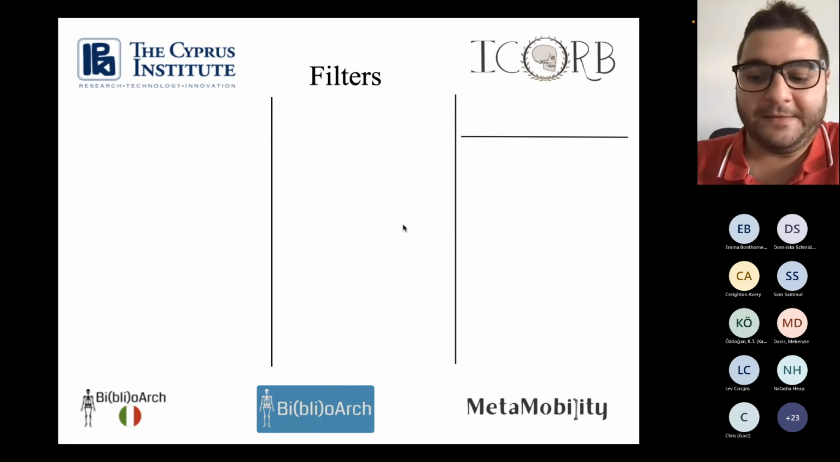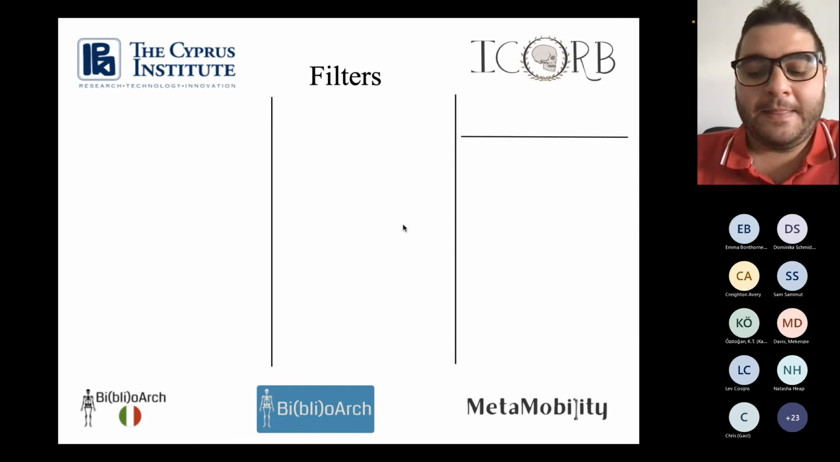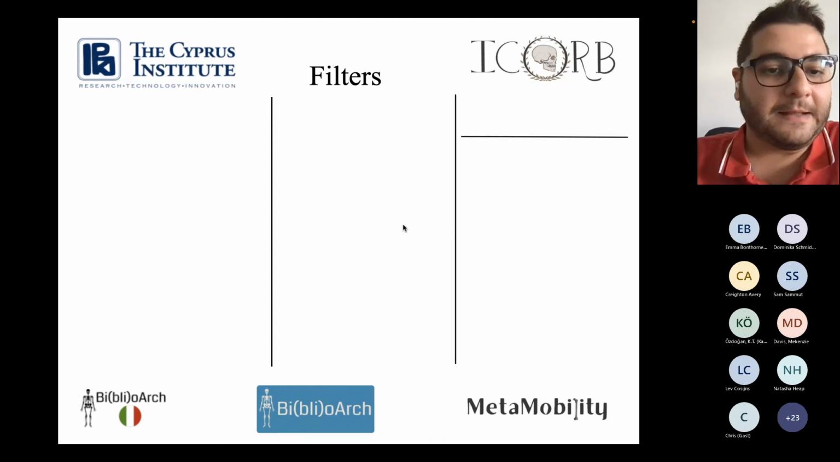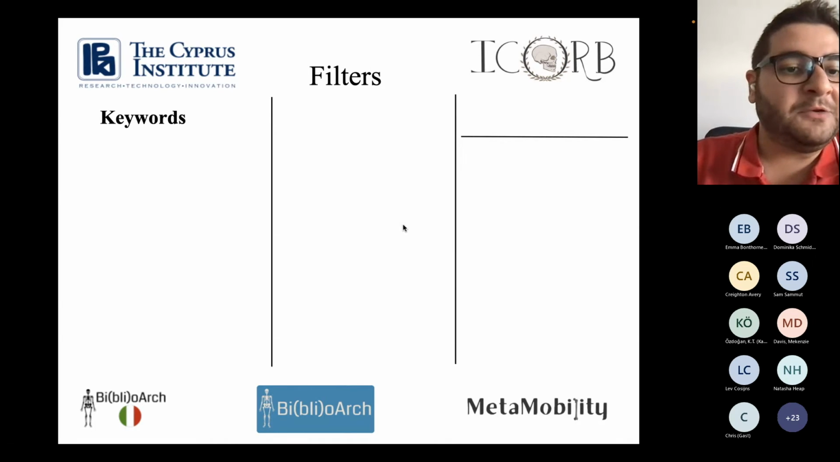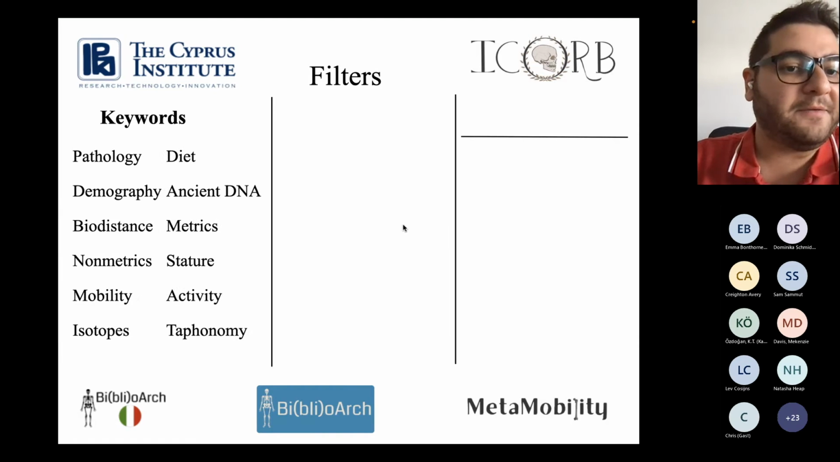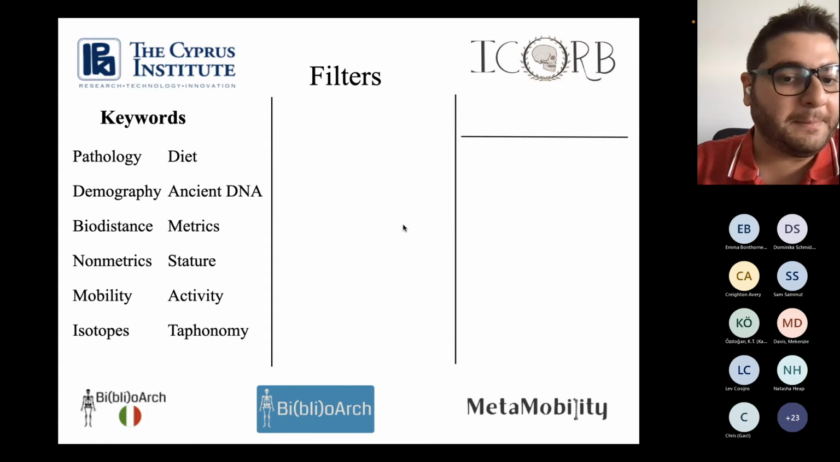Now, we have to filter these publications in order to make it easy for anyone to find them according to their area of study, because the first goal Biblioarch aims at is meta-analysis. So we decided to keep the filters consistent, and in a special way the keywords. The keywords are a combination of methods and broad areas of interest in the analysis of human remains. So we have keywords such as diet, demography, metrics, where, for example, demography means that the author of the publication provides sex and age at death of the human remains, of the skeletons.